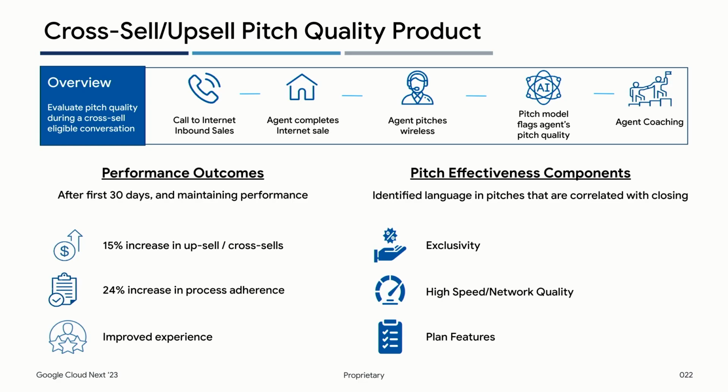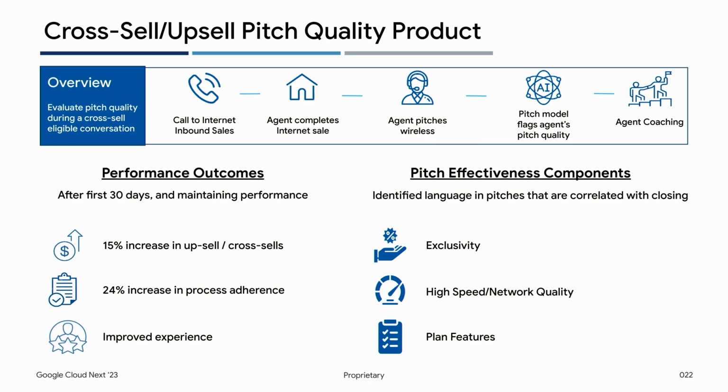Those 3 areas are exclusivity, so language like, hey, this is a one-time deal, this is a deal specific for you as an individual, and then also mentioning highlights around high speed or network quality, basically how good our network is and how well it'll run your different services, and then explaining the planned features in full form. So for us, those are the 3 key elements that we saw as a premium pitch and how to better sell as an agent on the other side.